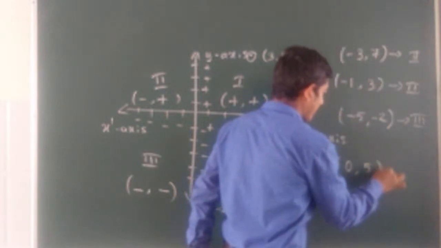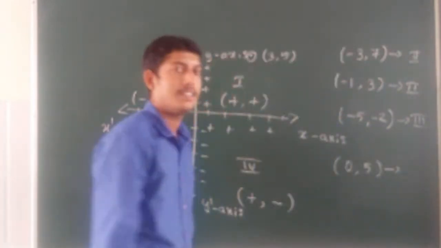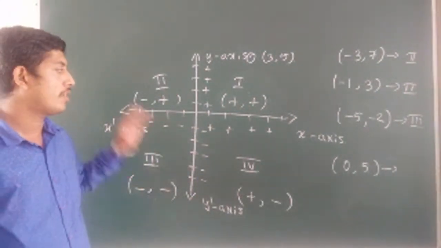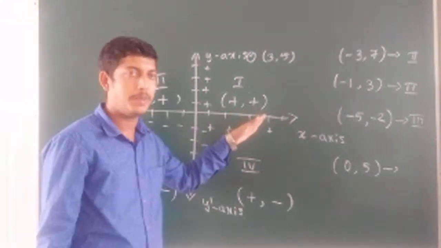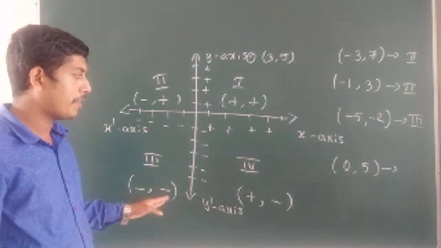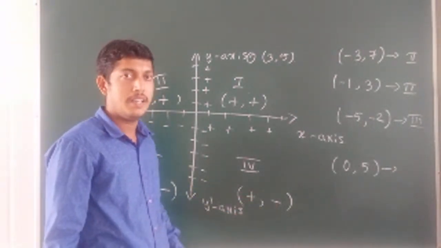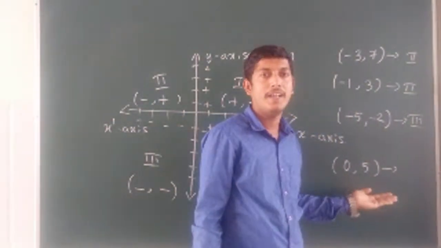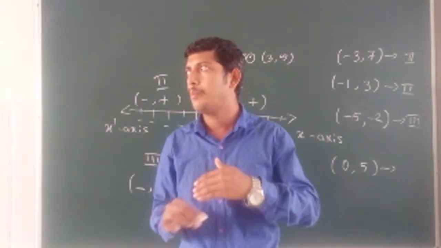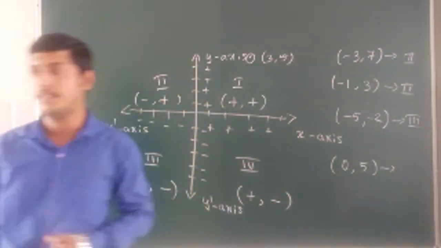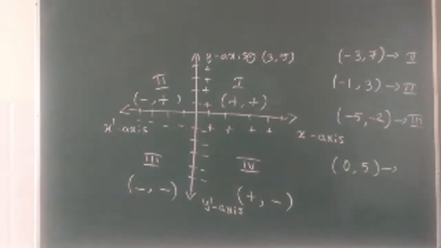0 comma 5 is present on dash. The first quadrant has plus, plus; the second quadrant has minus, plus; the third quadrant has minus, minus; and the fourth quadrant has plus, minus. Now my question is: the coordinates 0 comma 5 are present in which quadrant, or present on dash? The point 0 comma 5 is present on dash.